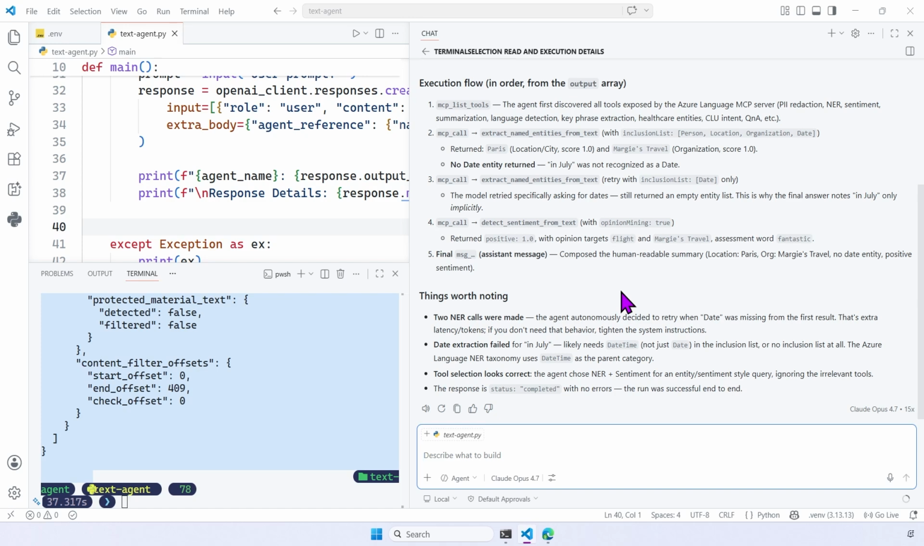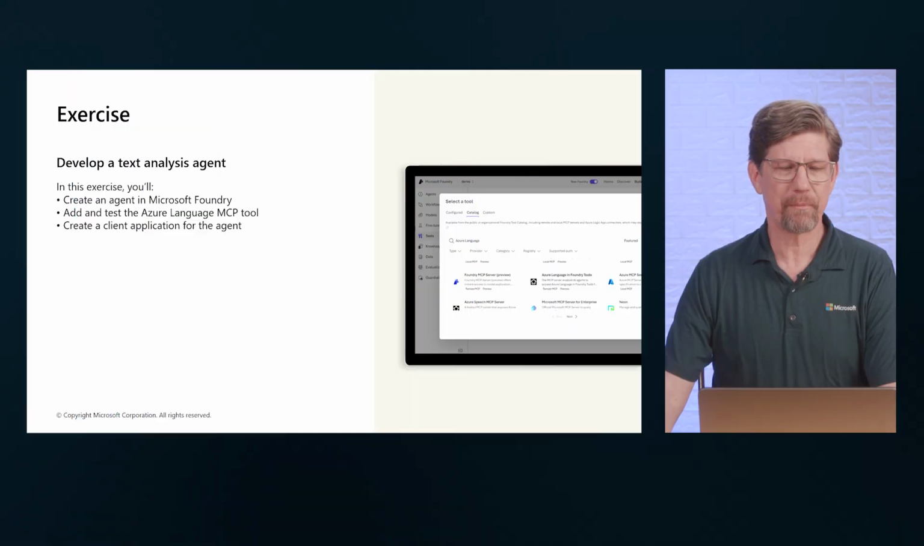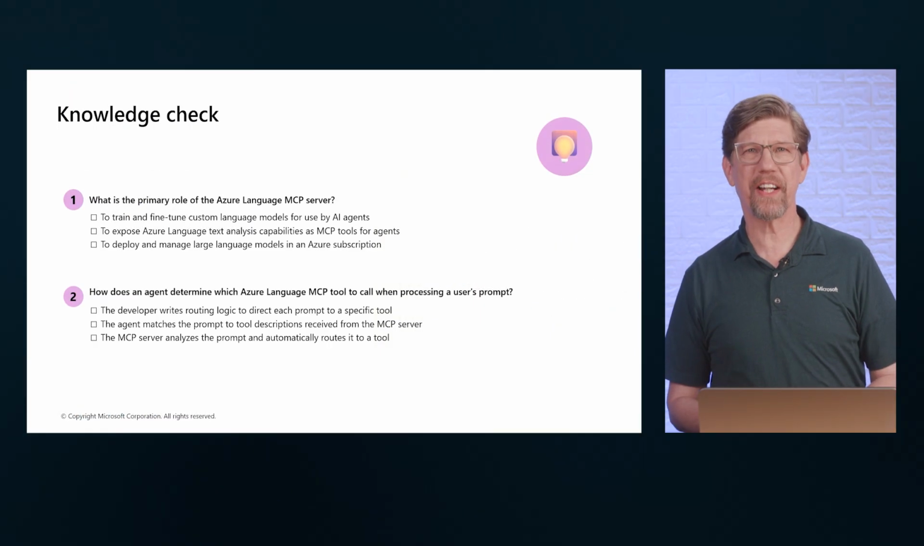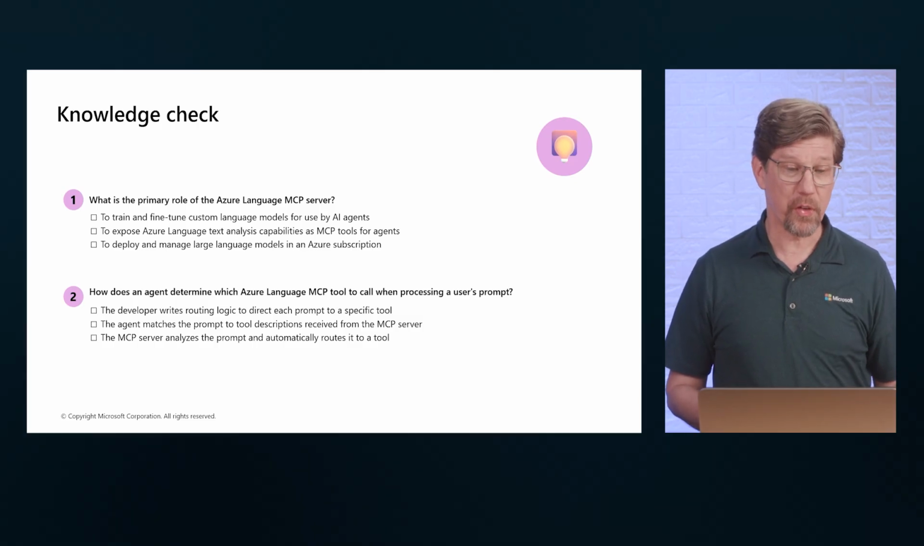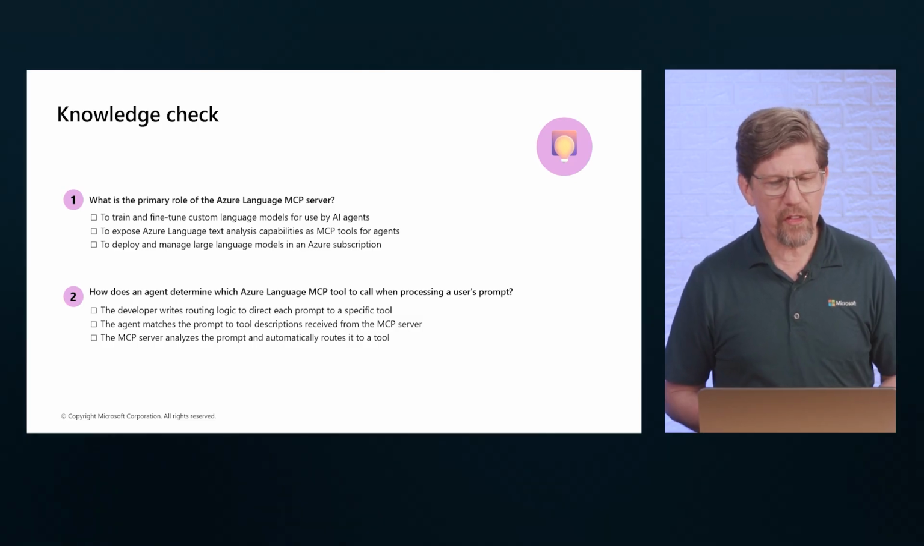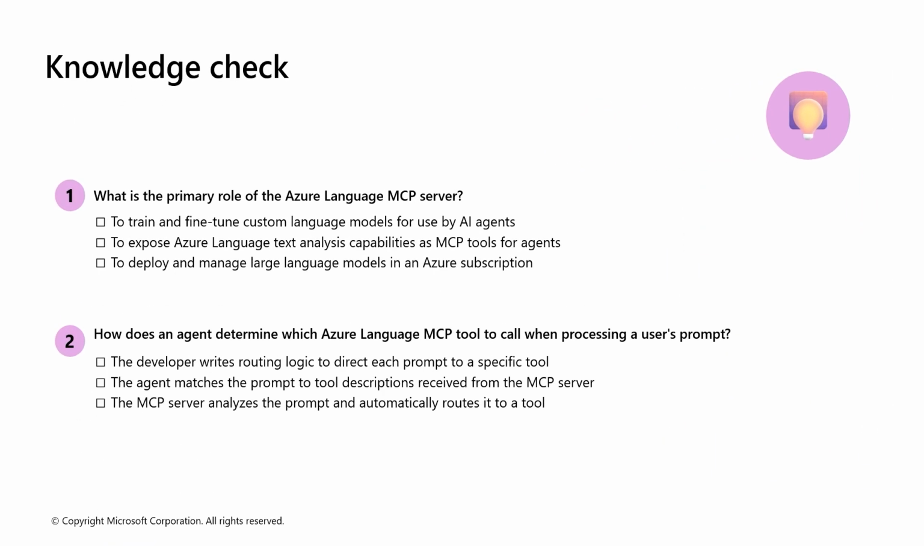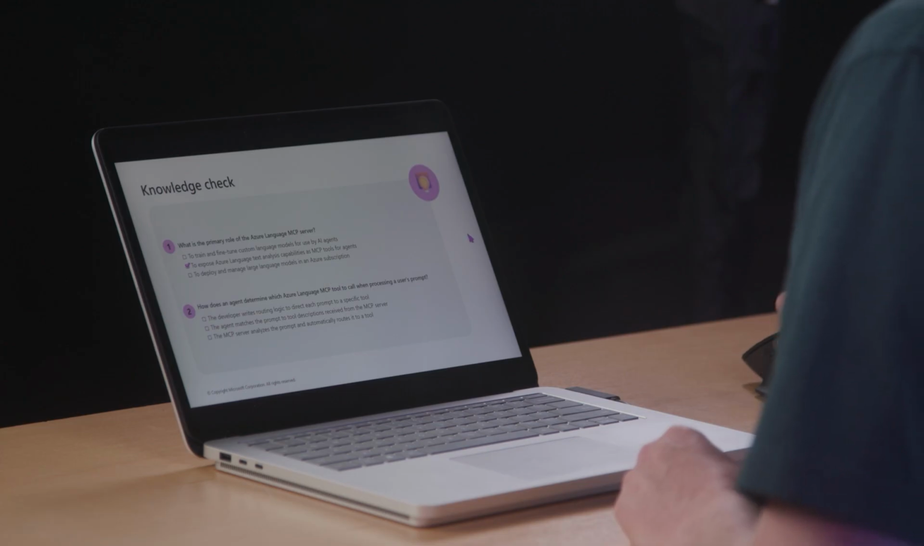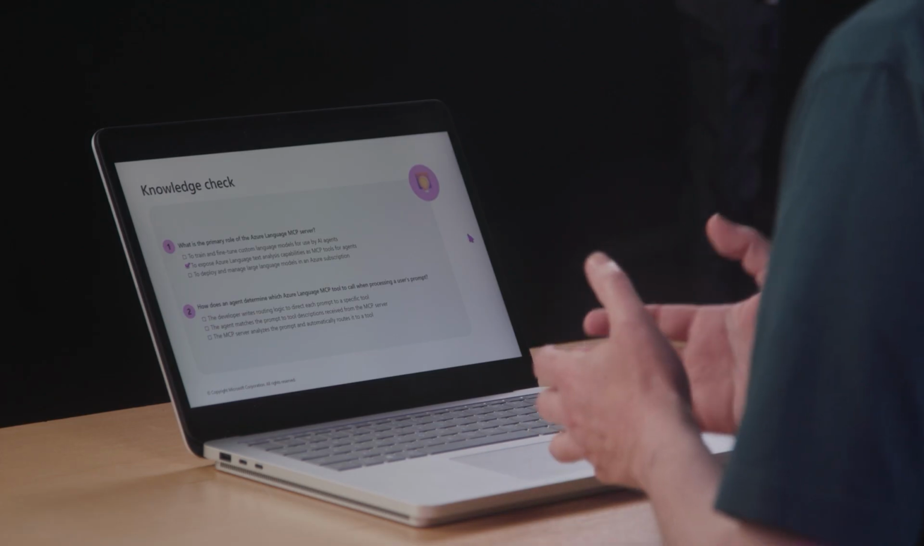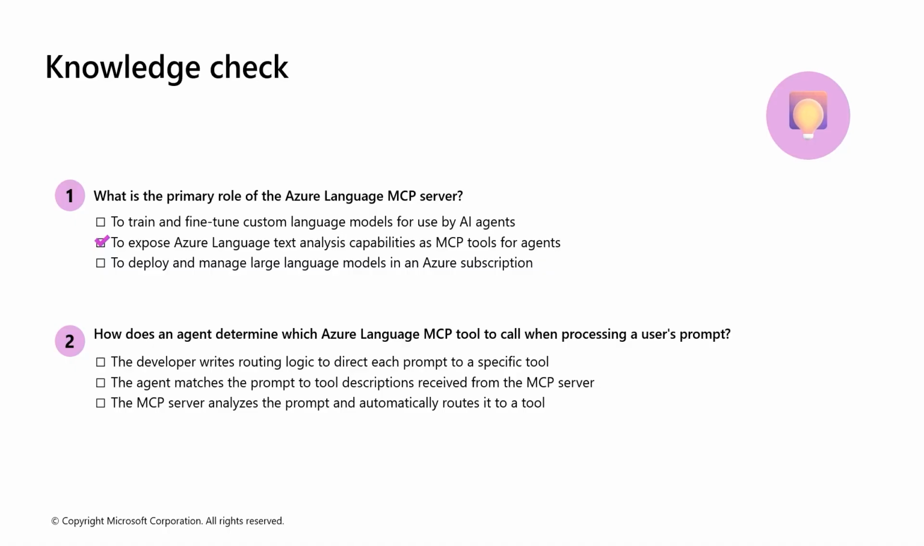All right. I hope that was helpful. Let's go wrap this up. All right. Let's check out how you're doing. So first and foremost, what is the primary role of the Azure Language MCP server? All right. And it is indeed to expose the Azure Language Text Analytics capabilities as MCP for agents.